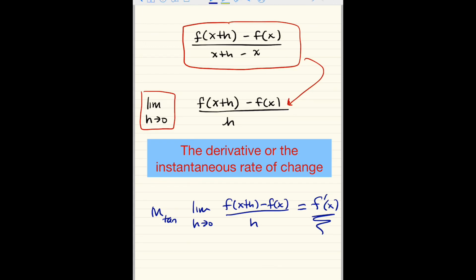Oh, and one last thing. This is called the definition of a derivative. So when questions ask what is the definition of a derivative, or use the definition of a derivative to find the derivative, then they're asking you to use this here.